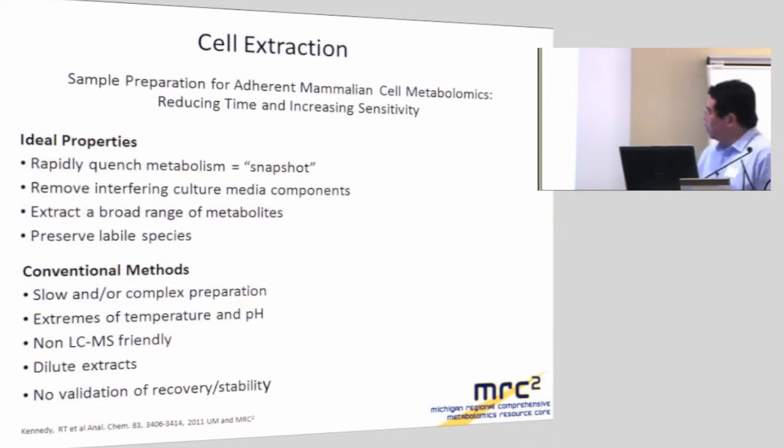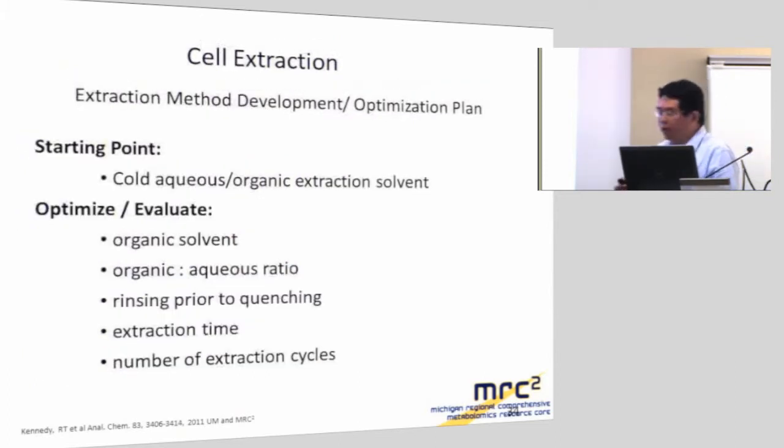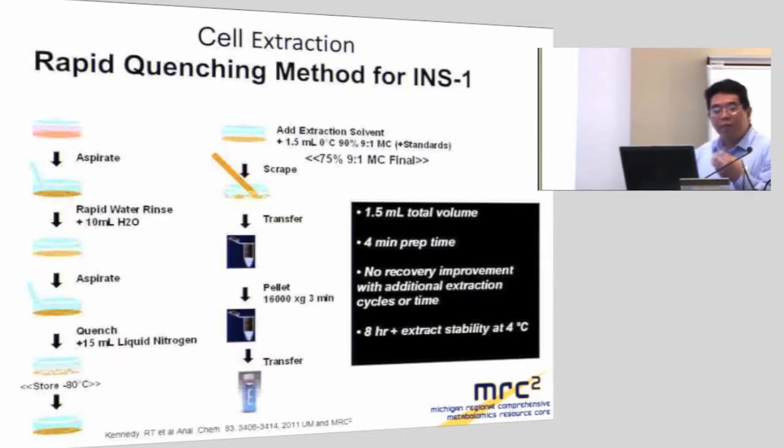And the current methods in the literature are not ideal because they're very slow and complex. They have extreme pH and they're not LC friendly, and many of them are not validated, and recovery is not validated. So the work was done by a candidate group. What they do is examine the major issues like solvent content, extraction time, and number of cycles to tackle the fundamentals of these fast extractions without losses of extraction efficiency for most of the components inside the cell.